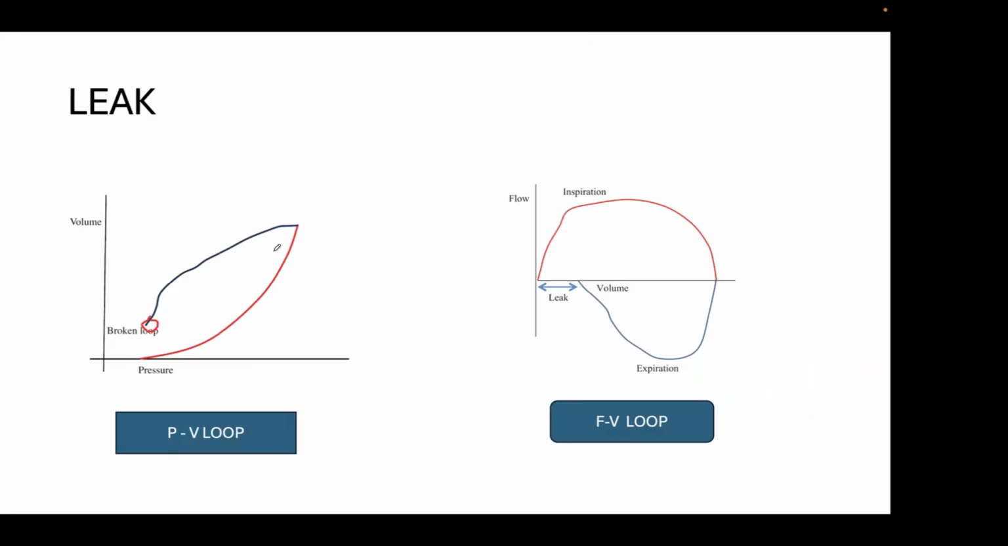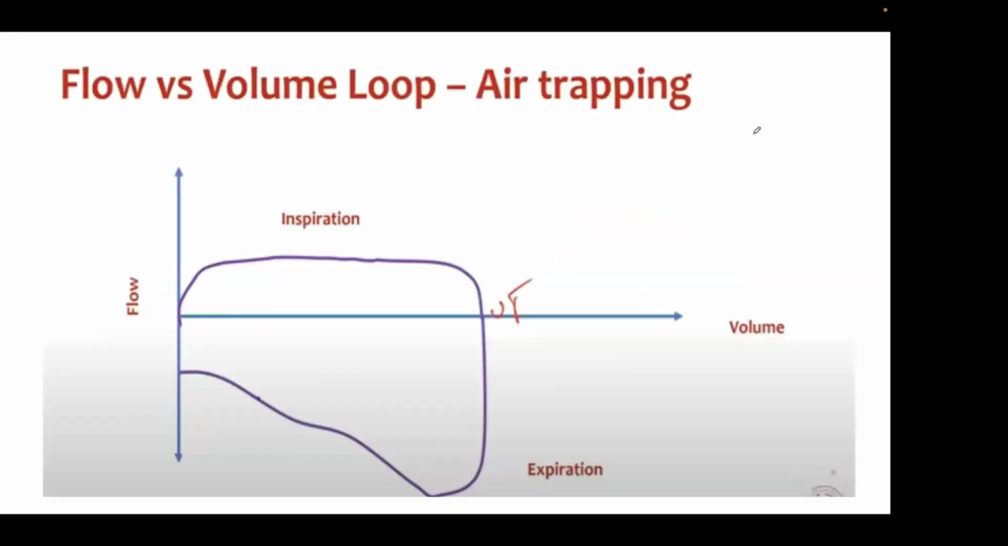So we need not confirm by only looking at a pressure volume loop. We need to look at both. If both are looking something like this, then we can be 100% sure that definitely there is a leak. Where that leak is, we can decide afterwards, but we'll know that yes, a leak is there.